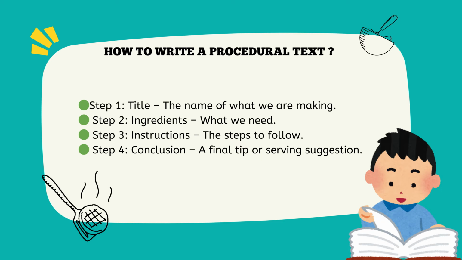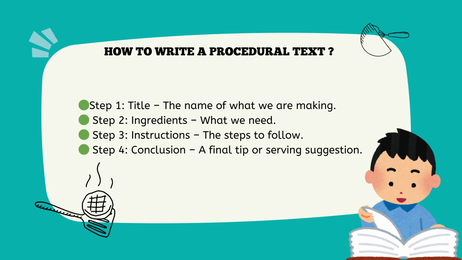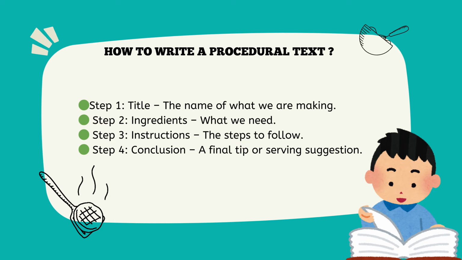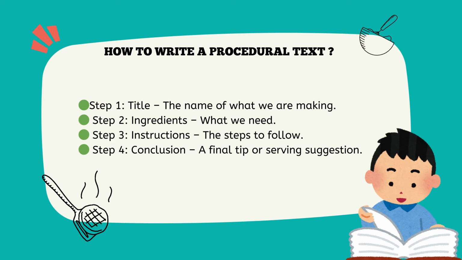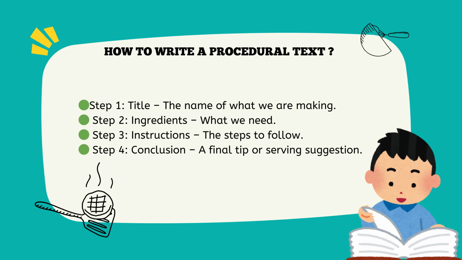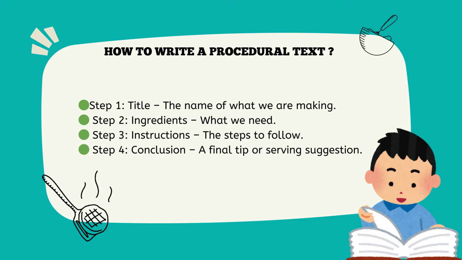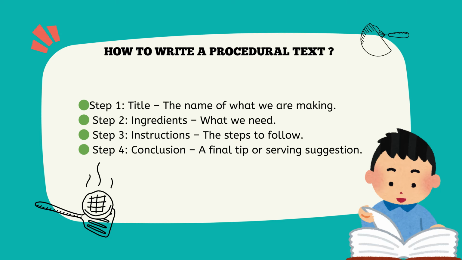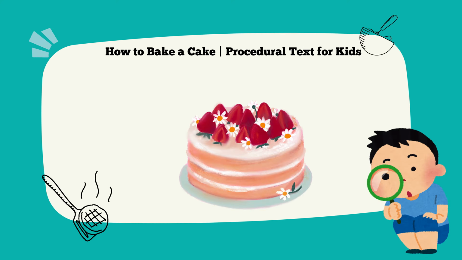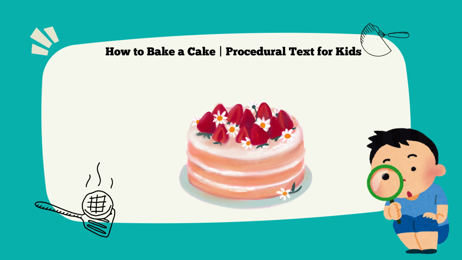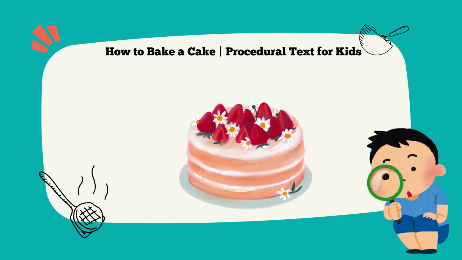How to write a procedural text. Step 1. Title. The name of what we are making. Step 2. Ingredients, what we need. Step 3. Instructions, the steps to follow. Step 4. Conclusion, a final tip or serving suggestion. To bake a cake, we need to follow 4 important parts of a procedural text.